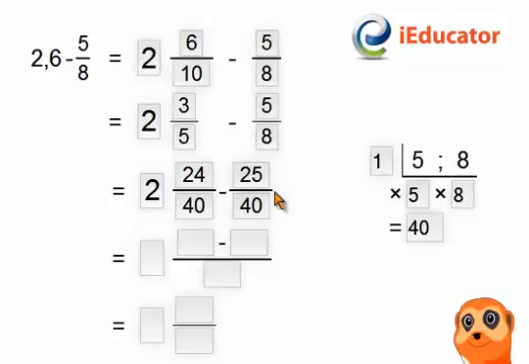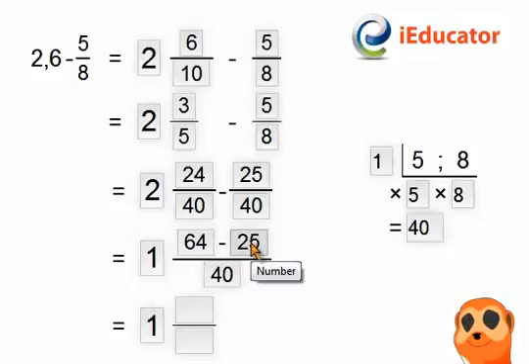I can see that the second fraction is just slightly larger than this fraction, so I'm going to have to borrow 1 from my whole number 2 in order to make this fraction bigger so that I can easily subtract this fraction. So the 2 becomes 1, and I add 40 to the 24 to give me 64 over 40, and I subtract the 25. Right, we keep our 1 there.